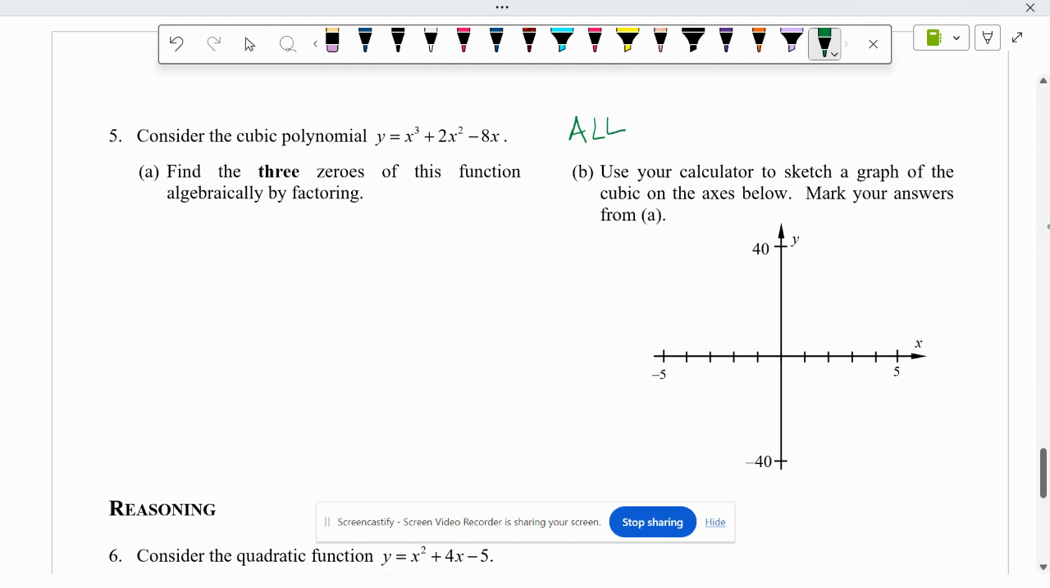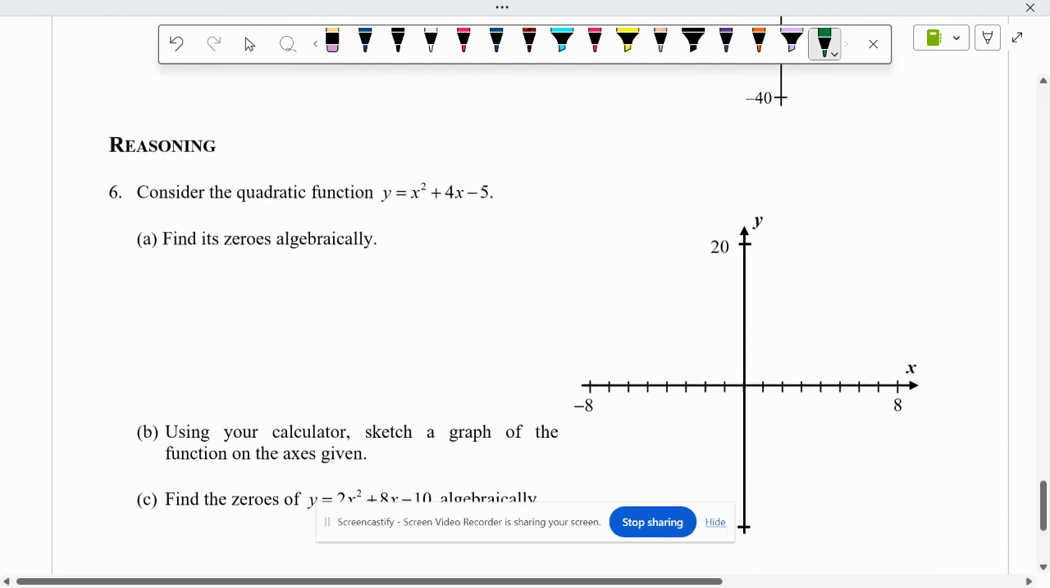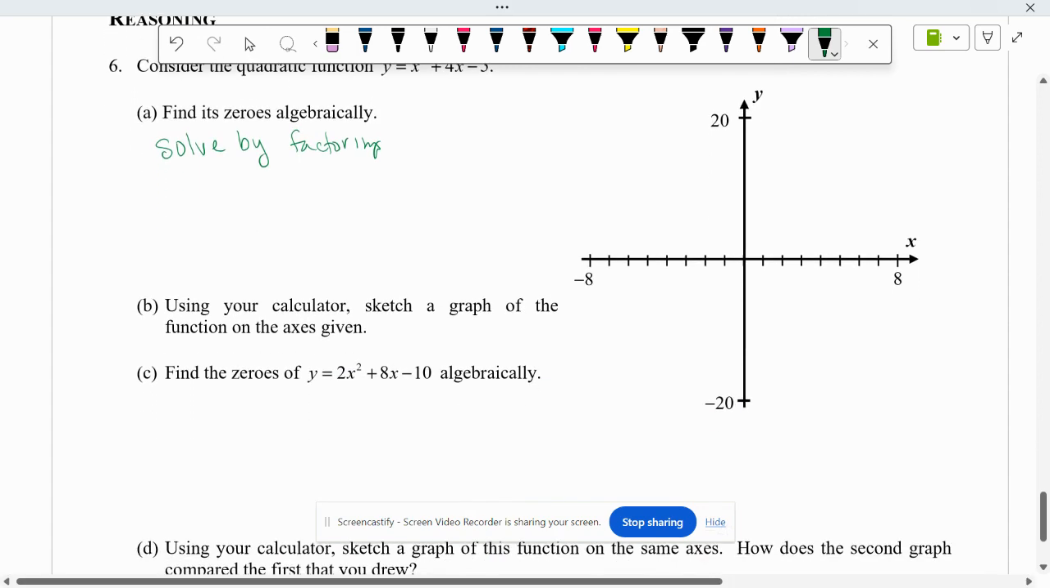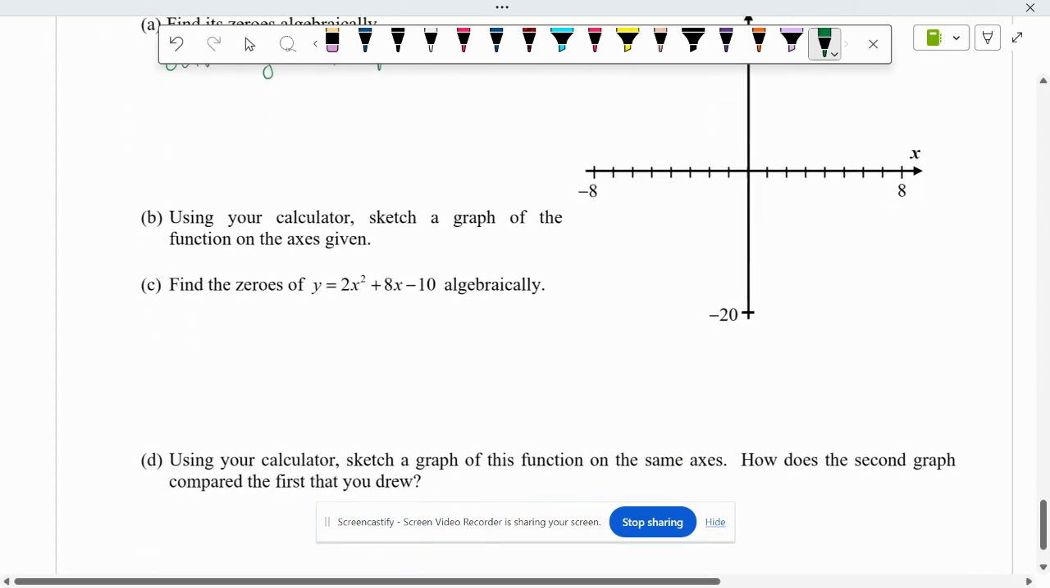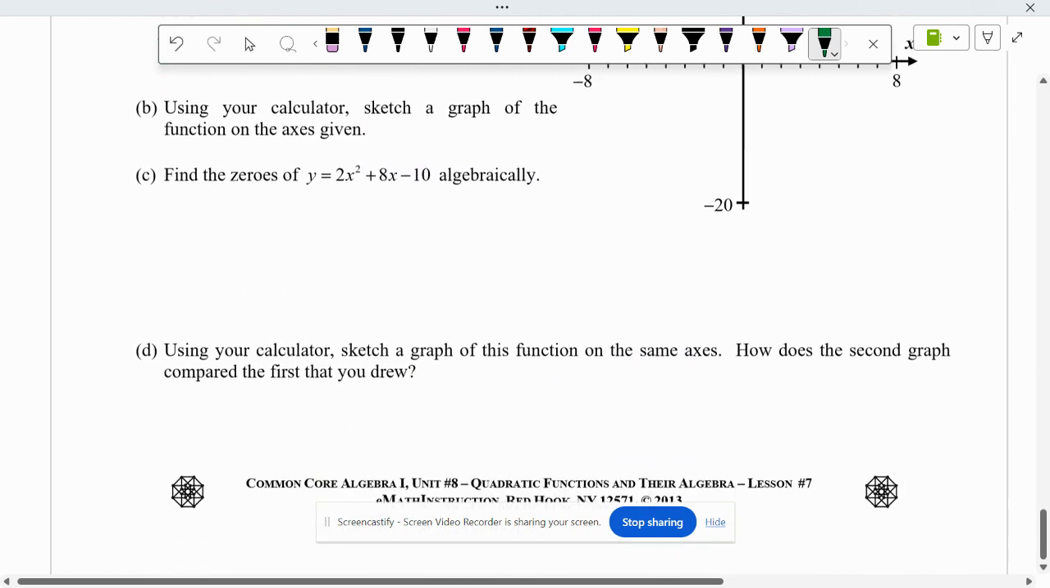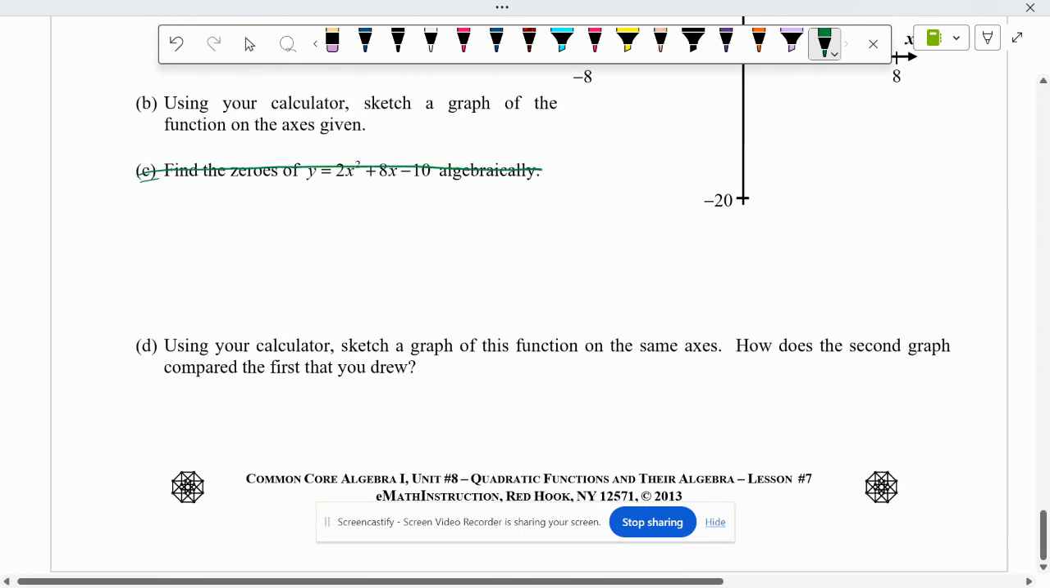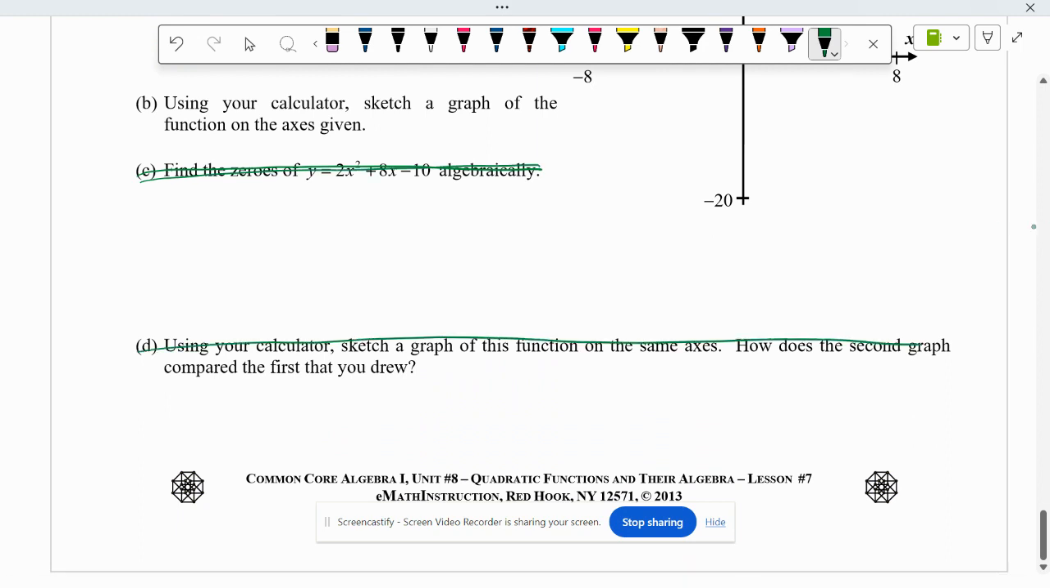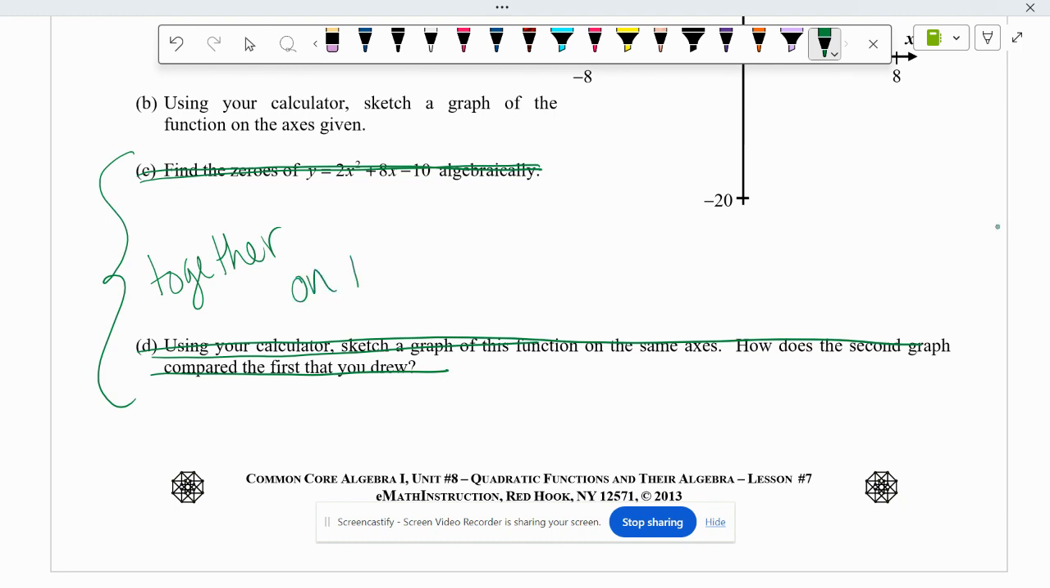So you're going to solve by factoring and then sketch a graph. And then for this last one, you're also going to solve by factoring, sketch a graph, and then find the zeros. I'm going to skip this last part, so you're just going to do A and B. We will do this together on Monday.